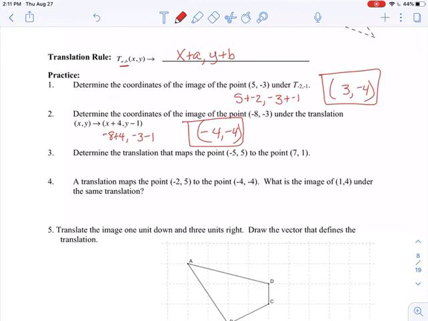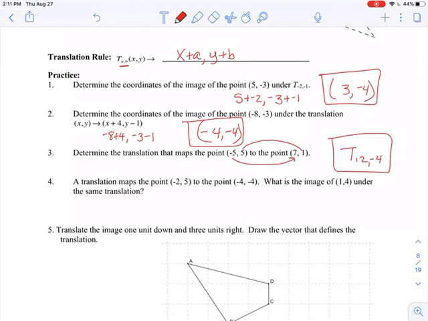They want you to figure out the translation. Determine the translation that maps the point (-5, 5) to the point (7, 1). So how did I get from -5 to 7? Well, I added 12. How did I get from 5 to 1? Well, I subtracted 4. And that's my answer.